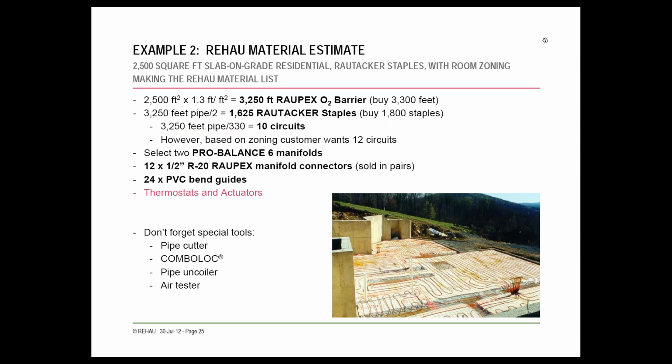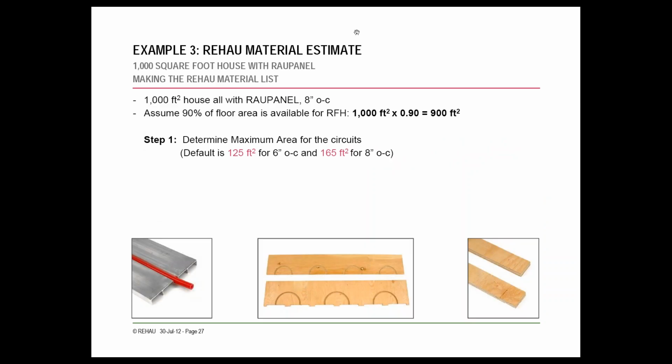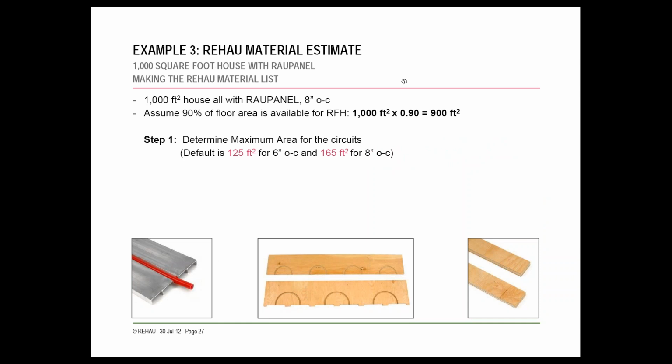This is just going back to our manifolds. Okay. Now, we've touched on a couple different systems that use quite a bit more materials, specifically the dry installations, the Rehau panel and the Rehau board, or the Rehau speed, which is for going over existing concrete for a wet panel. All of these can be estimated using Rehau's material estimators, and I will show you that in just a second.